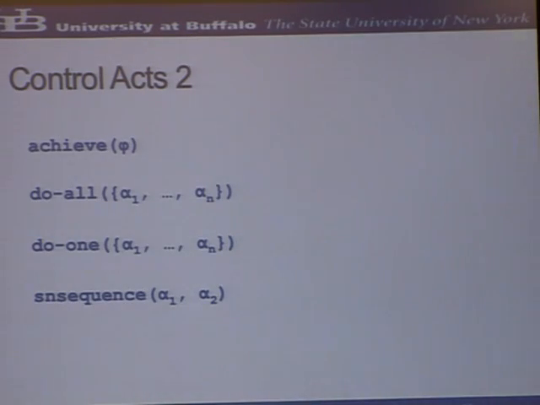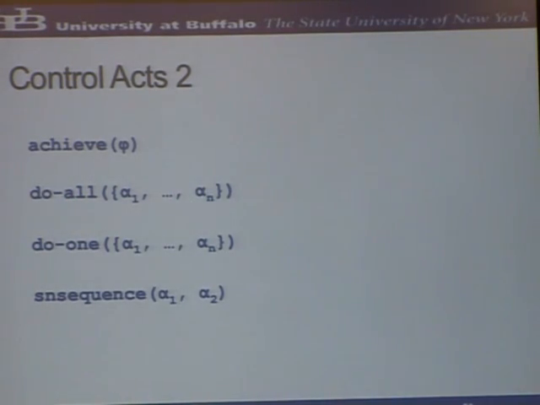So these are just standard control acts. Achieve the proposition P is the act of, oh, this does trigger some reasoning, the act of deriving goal plans for phi. Reasoning to derive plans that are said to possibly bring about phi, and not deterministically do one of them. Do all does all of these, but in a non-deterministic order. Do one does one of these, but in a non-deterministic order. And SN sequence does the first and then the second in order. Okay, so we have snif, we have sniterate, and we have SN sequence, so there it is.